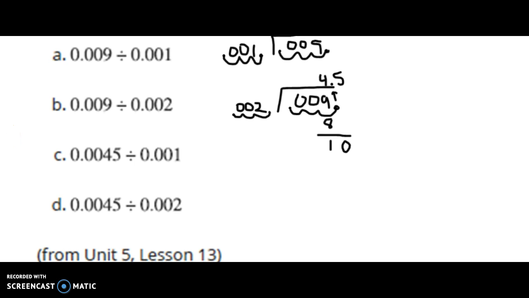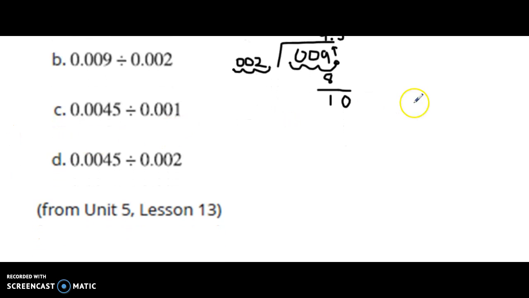Let's try C. Move over here just so I have some space. 0.0045 divided by 0.001. I'm going to count as I move my decimal. 1, 2, 3. If I move it 3 times on the left, I have to do it on the right. 1, 2, 3. So I'm left with 4.5 divided by 1.